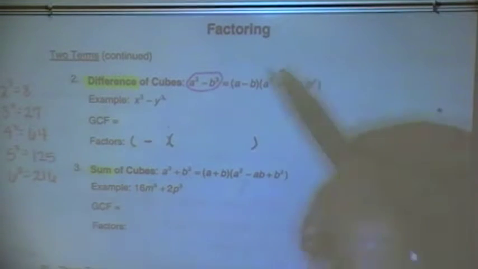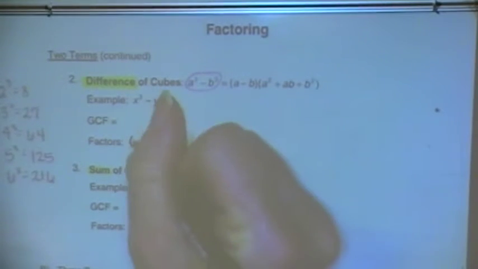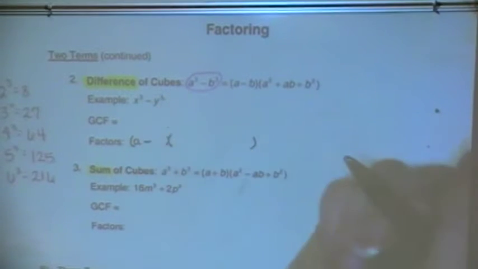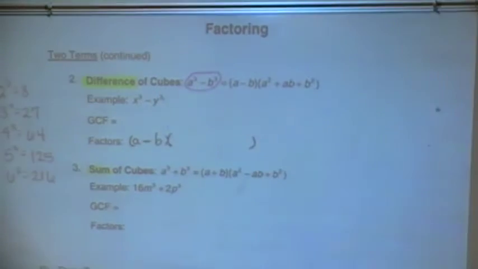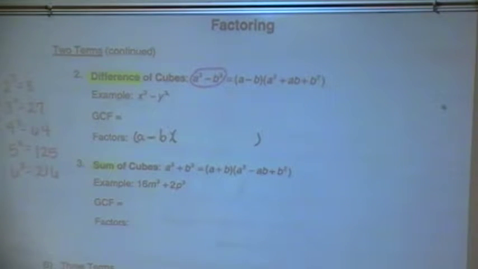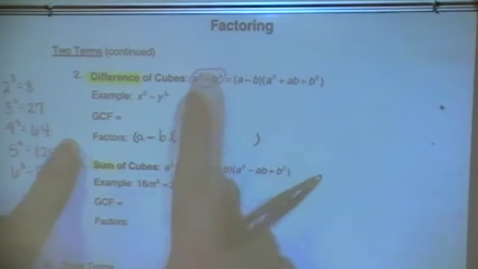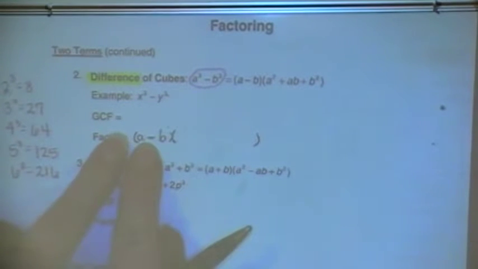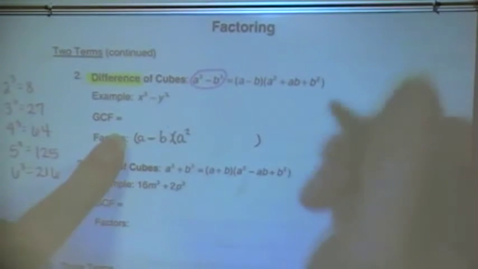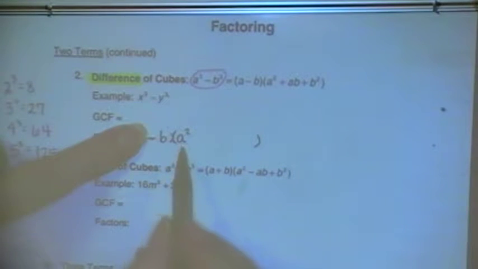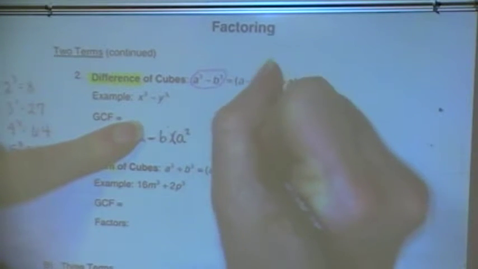Then, much like difference of squares, this time I'm taking a cube root, because these are cubes. The cube root of the first term goes in just the small set of parentheses. The cube root of the second term goes in just the small set of the parentheses. Now I am no longer dealing with the original problem. I've used everything from the original problem I need. Now I'm dealing with my small set of parentheses. You take the first term and you square it, put it in the first blank. Take the last term, negative b, and square it. Now when I square negative b, that's going to give me positive b squared.